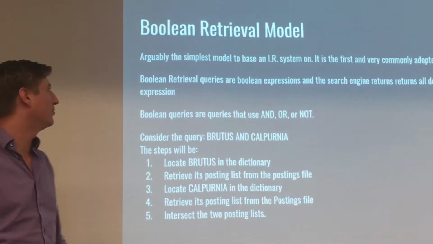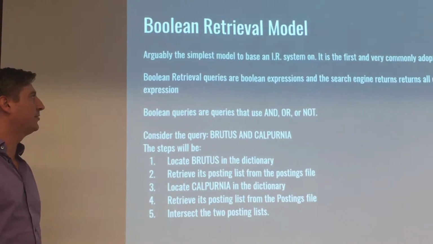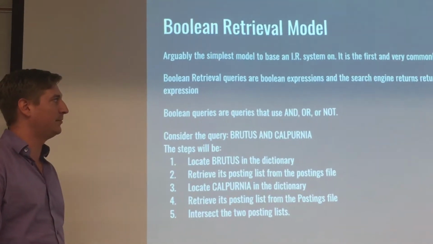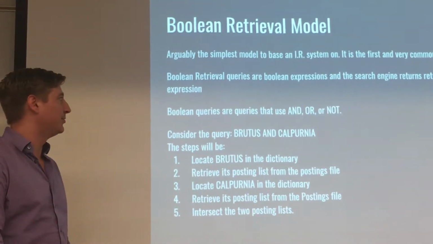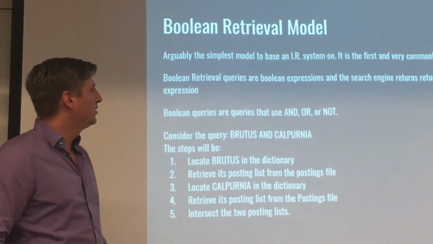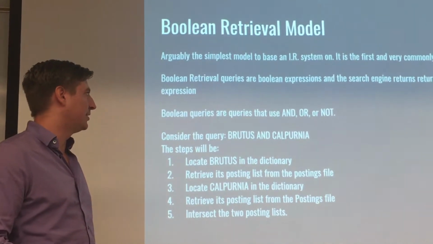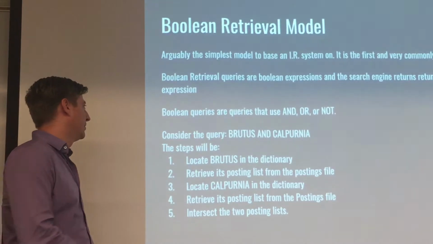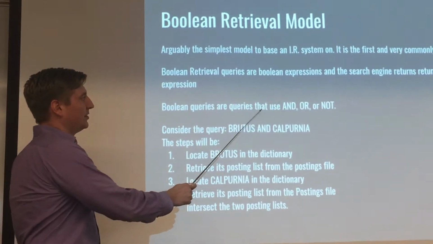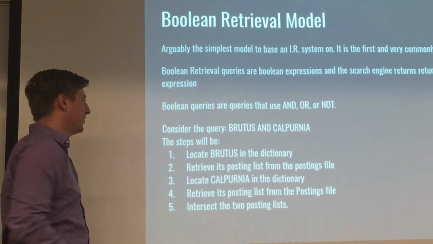And so now we come to Boolean retrieval models. It's the simplest model to base an information retrieval system on. It was the first and very commonly adopted. Google, for instance, would use it. Queries are Boolean expressions, and the search engine returns all documents that satisfy that Boolean expression, like we talked about earlier. Boolean queries are queries that use AND, OR, NOT.